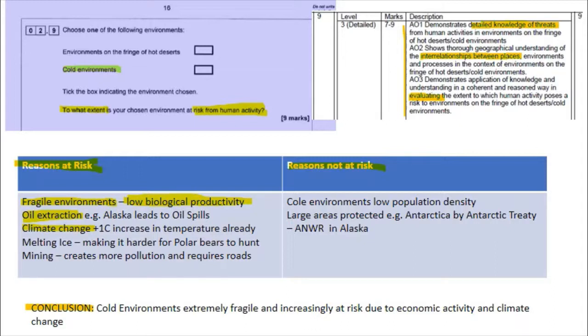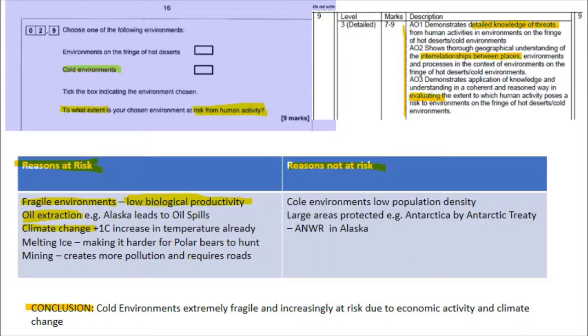I might talk about mining, how that creates more pollution. It also requires roads to be built, which is damaging the ecosystem. It also puts barriers in for animals like deer and whatnot to migrate. So I'd start off by saying all the reasons that explain why we're trashing the environment in the Arctic.